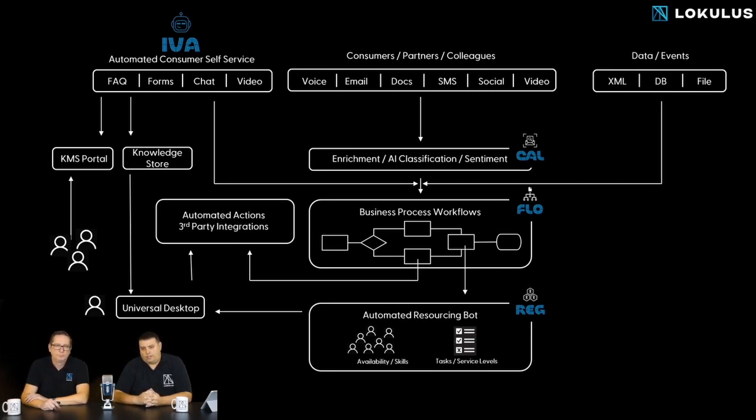And they are effectively the core of the Spectra platform, and they drive a lot of the behaviour that you see from the solution. So Cal, responsible for enrichment, classification, sentiment analysis. It's basically there to extract the goodness out of the communications we receive and to inform what we can do with them. We've then got Flow, which is our business process engine. We use that to model a client's business processes.